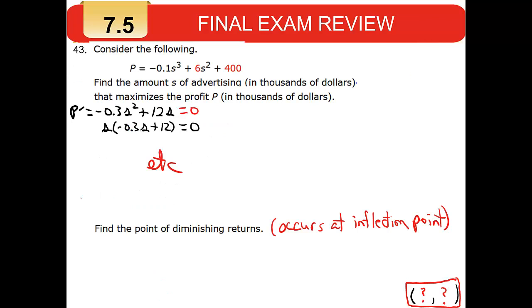This time you're doing advertising. The P function is the profit, and so the point of diminishing return has to do with the inflection point. So you're going to take the first derivative, set equal to 0, do your normal stuff there to find your maximum profit. But then when you answer the second part, you've got to deal with the second derivative. The second derivative tells you about diminishing returns.